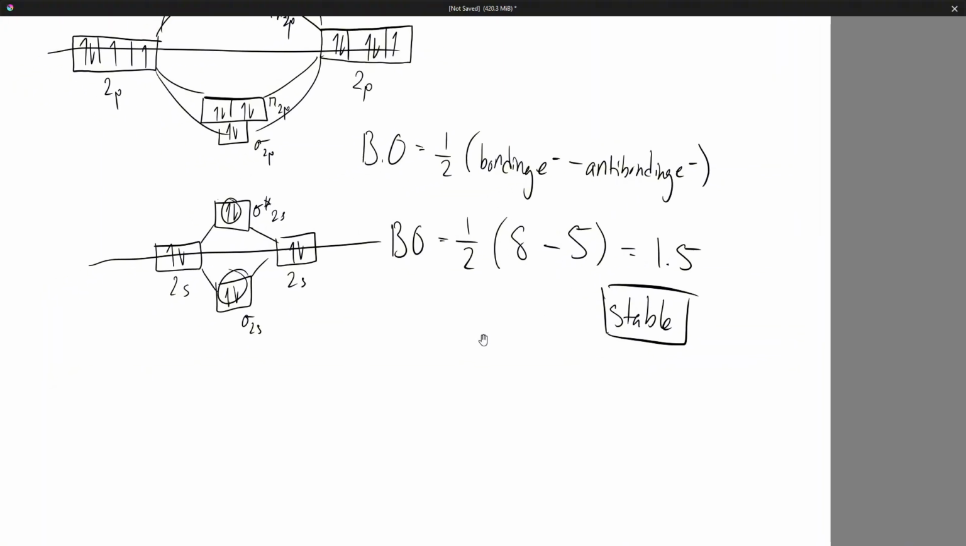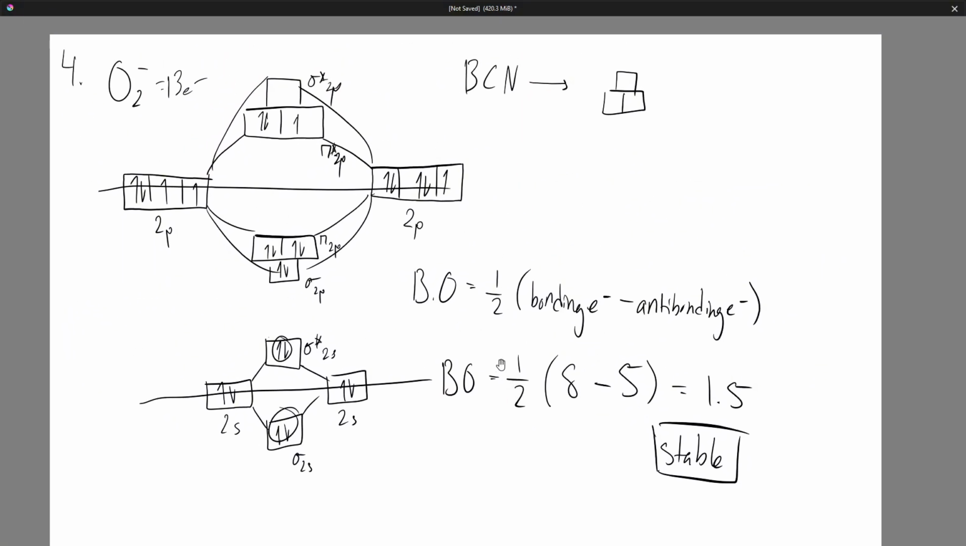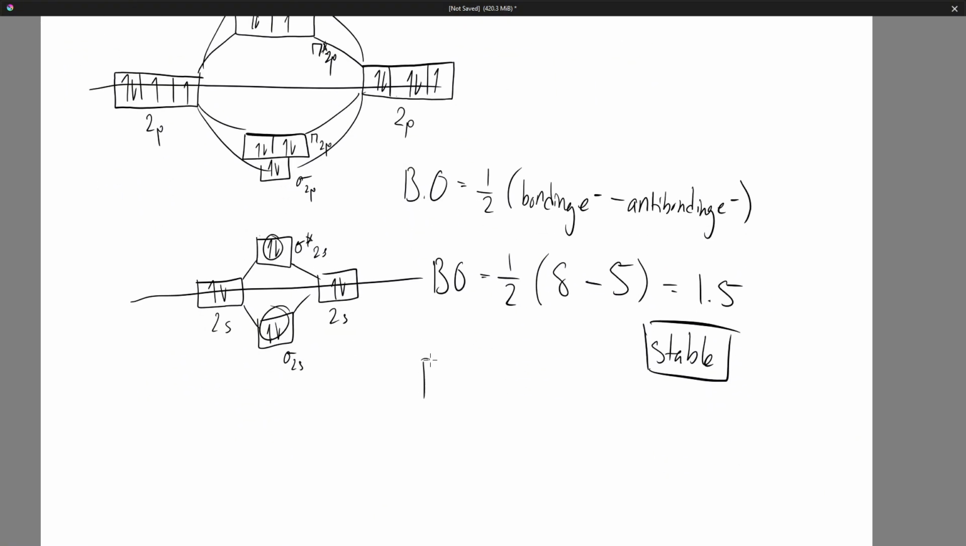So, is it paramagnetic? Paramagnetic basically means, is there unpaired electrons here? Which would be yes, because there are unpaired electrons. See, these are all half right here. So we put paramagnetic. Box that too.